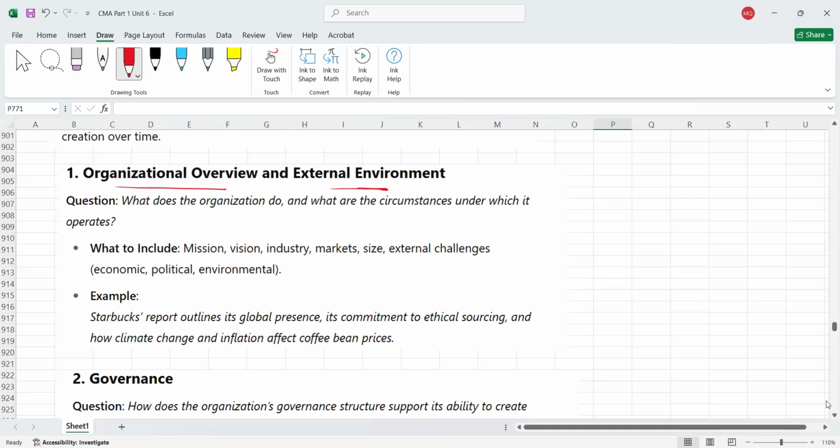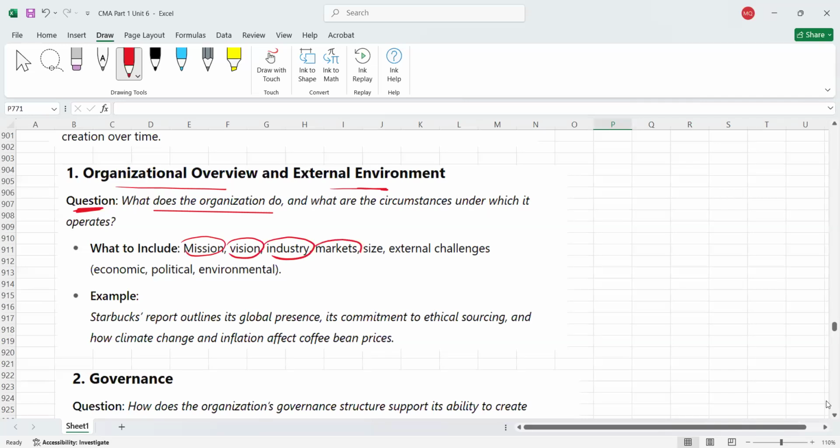When we write about organizational overview and external environment, these are the questions which we try to answer here. You should know these questions, and then definitely in your exam you would be able to solve questions very easily if you know what to include under each section. The question under organizational overview and external environment is, what does the organization do? Here you have to explain the mission of the organization, the vision of the organization, the industry in which you operate.